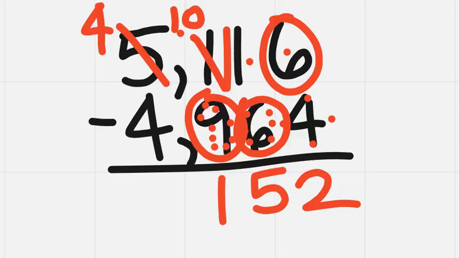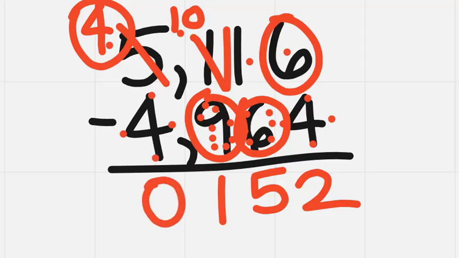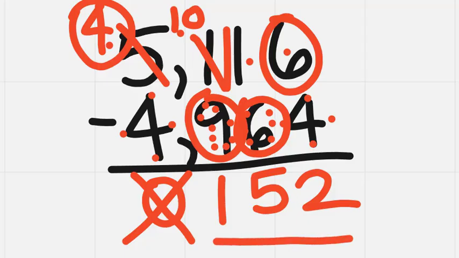Finally, we have 4 minus 4. They're both the same number, so we'll circle the one on top. 4, 3, 2, 1, 0. Because this is the last place value, you can write the 0 down, but it's not necessary because our answer is only 152. Well done. Be sure to check your work.